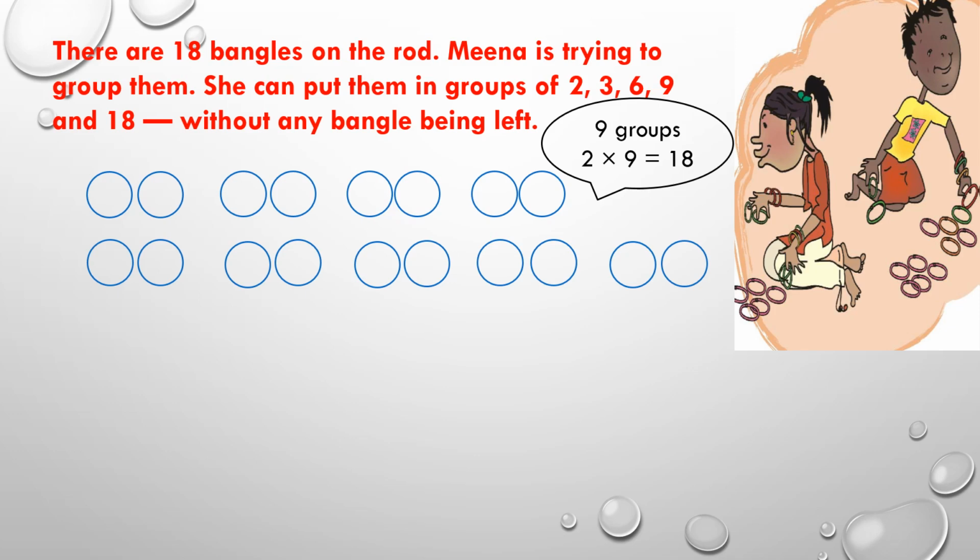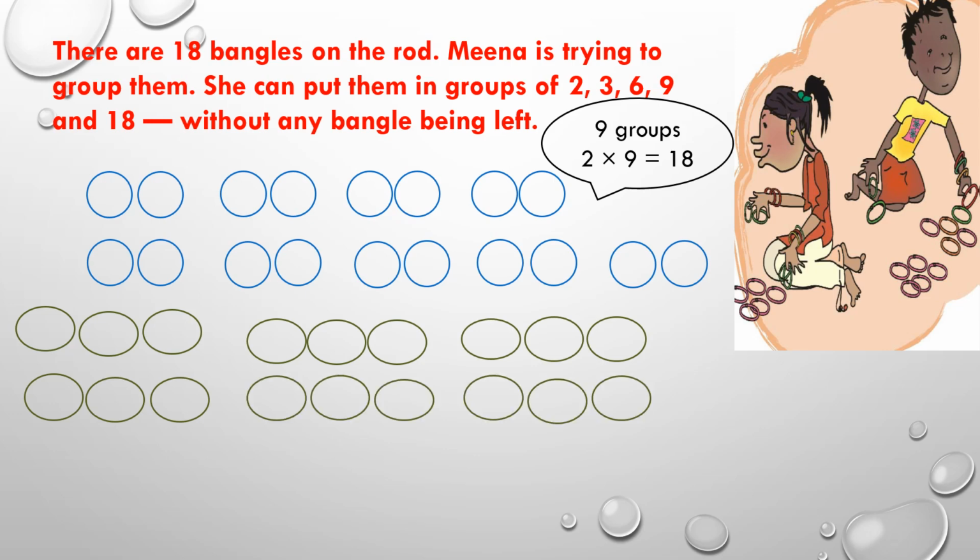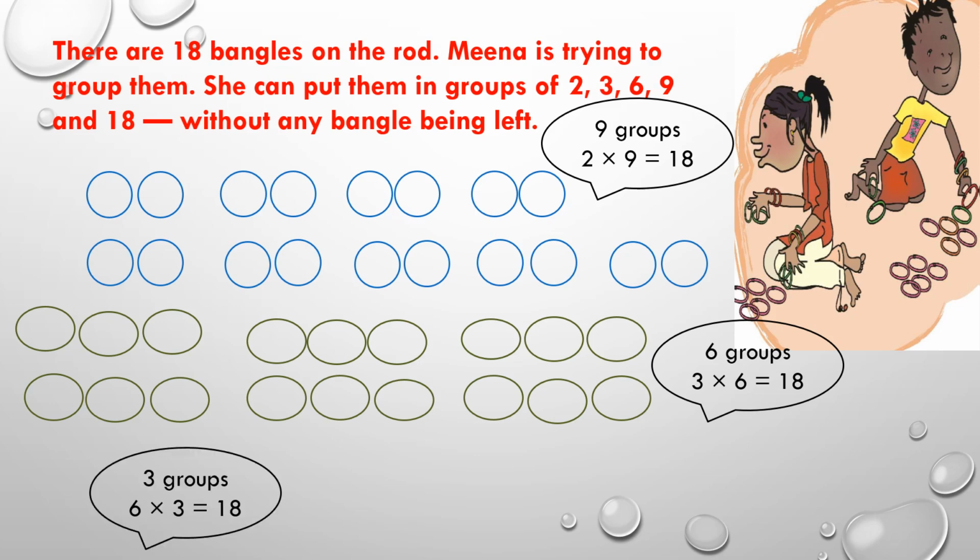Then I start making groups of 3. I have 3 bangles first, then another 3, another 3, next 3, next 3 and last 3. So in total I have 6 groups. Then I'll try to make groups of 6. When I put 6 bangles, then again 6, then again 6, I have a total of 3 groups.